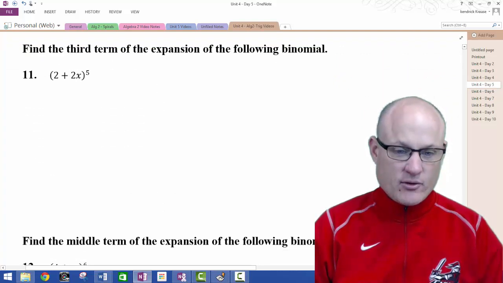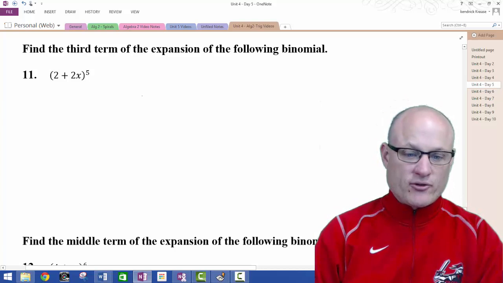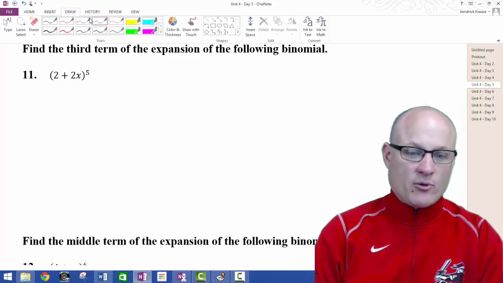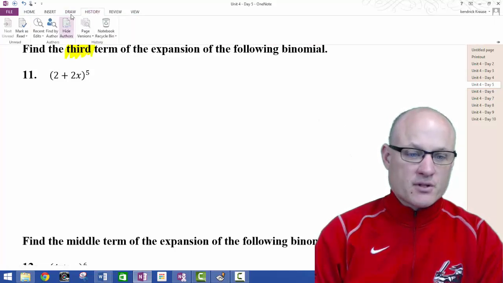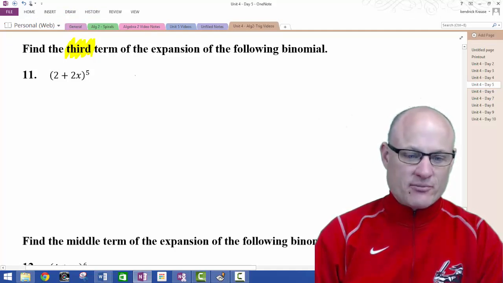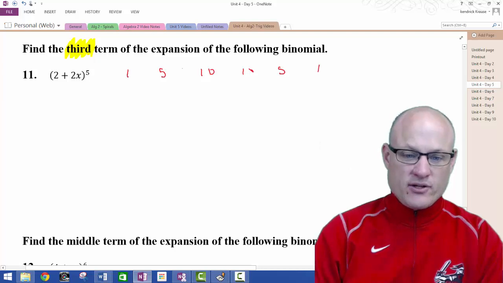All right, so I want the third term in this expansion. So this is, again, the fifth power. So, again, I'm looking for, not all of it, just the third term of the expansion. Kind of the math's the same, but you don't have to do as nearly as much math. Again, it's going 1, 5, 10, 10, 5, 1. But this is the only one I care about.